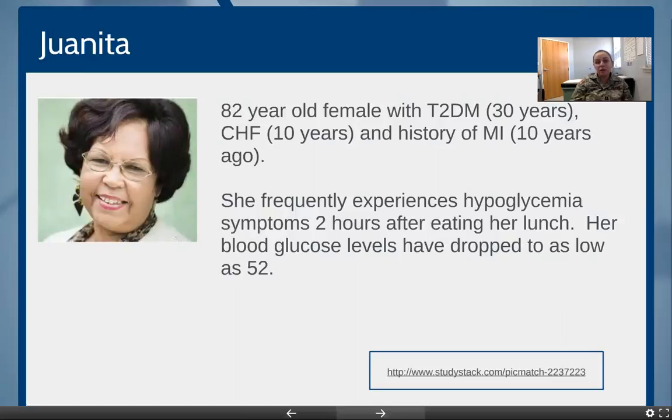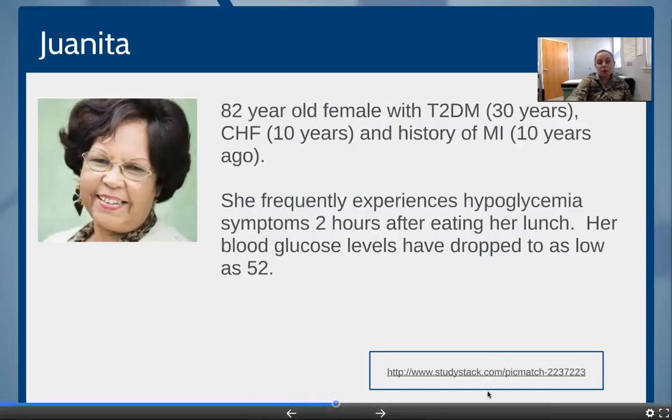So the key thing here is that she is getting hypoglycemia, which is very dangerous. We want to avoid this at all costs because it increases an 82-year-old's risk of falling. So we want to probably avoid any of the classes of medication that cause hypoglycemia postprandially, because that is when she's getting her low sugars.